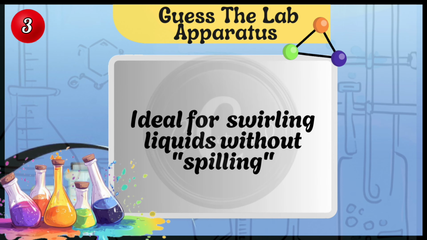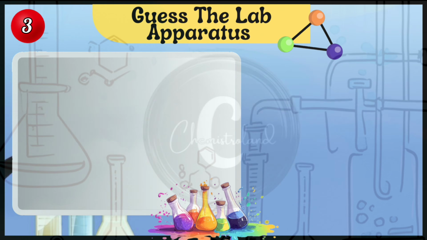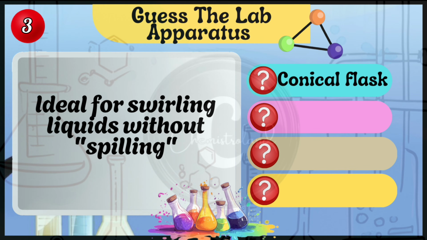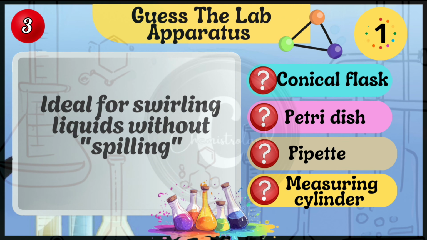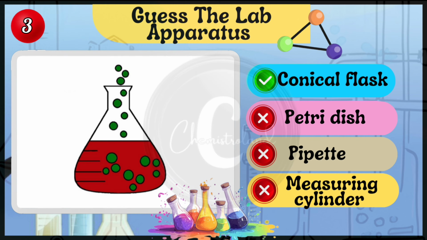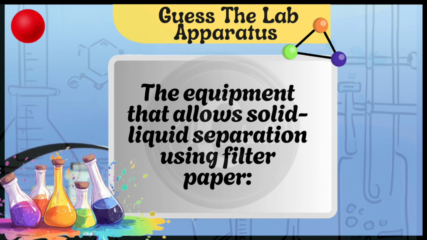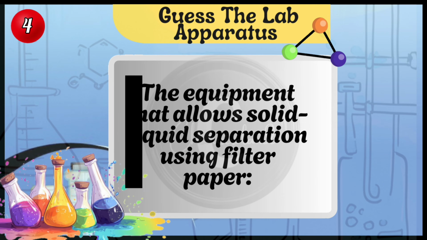Guess the apparatus which is ideal for swirling liquids without spilling. Options are conical flask, petri dish, pipette, and measuring cylinder. Conical flask.